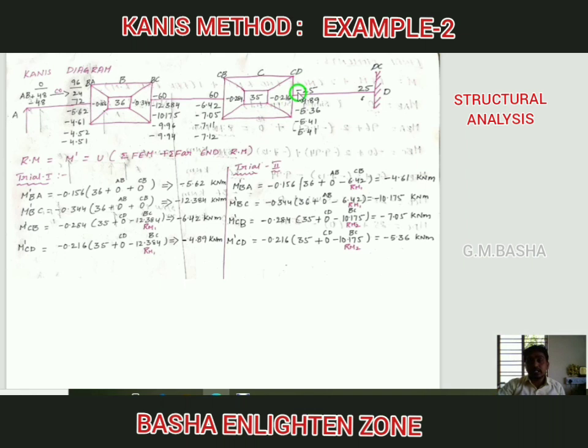Similarly, go to the CD. For CD, you take the sum of the fixed moment plus the far end rotation moments. So u equal to minus 0.216 into fixed moment 35 plus far end rotation moments. For CD, the far ends are BC and DC. For DC, the rotation moment will be 0, and the other one will be BC, which is equal to minus 10.175. Take it down here and simplify. That one will be equal to minus 5.36 kilonewton meter. After that, immediately write down here minus 5.36 kilonewton meter.